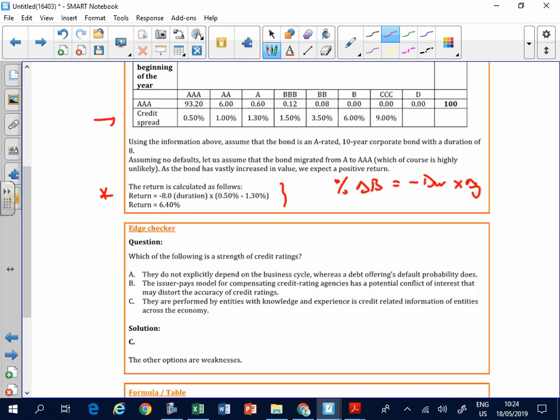So duration times change in the spread. Got it? So the duration is, whatever, 8, times, you move from here to there. This is where you were, this is where you end up. This is a negative, negative, and you end up with a positive. Got it? So it makes sense. Why? Because remember, the yield was 1.5, 1.3. You're moving now to 0.5. There's a compression in spread. Compression in spread means that there will be a positive price impact. If rates go down, what happens to the price of the bond? It goes up. If the spread decreased, what happens to the price of the bond? It goes up. So that's exactly what we expect. Got it?